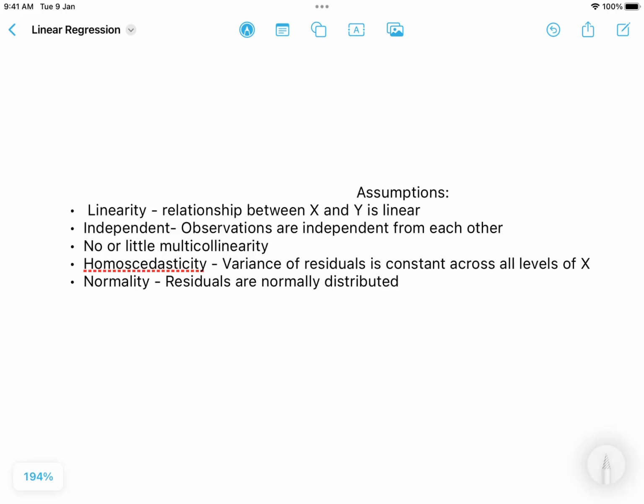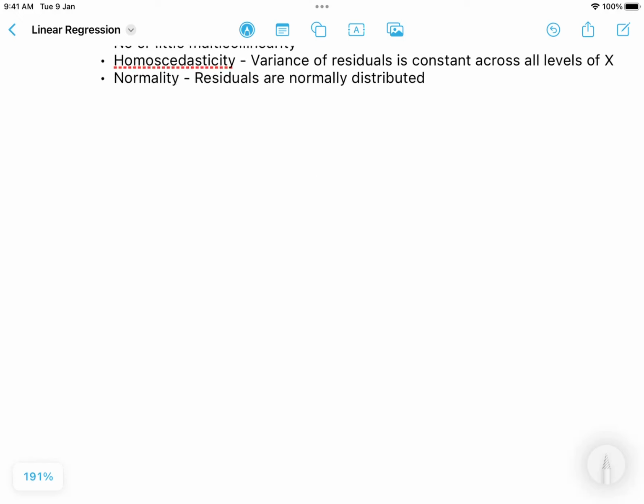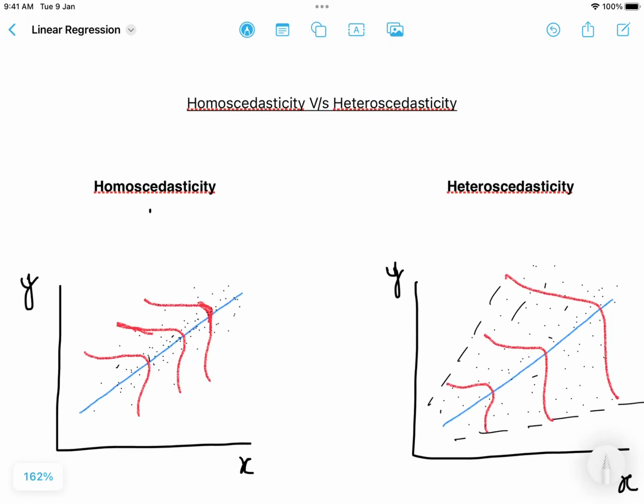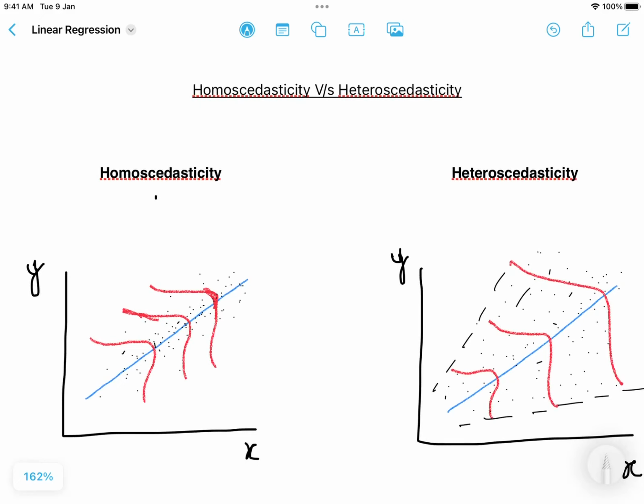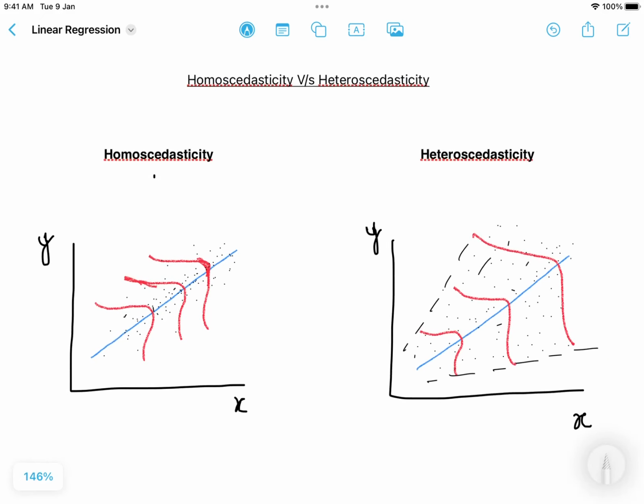A linear regression model should follow this assumption. We can't deal with heteroscedasticity. So it should not have heteroscedasticity, which is caused basically due to outliers in the data set, and has an unequal scattered distribution of residuals. I am going to explain this with a graph. Don't worry about that. So let's understand the difference between homoscedasticity and heteroscedasticity. This is how it looks.